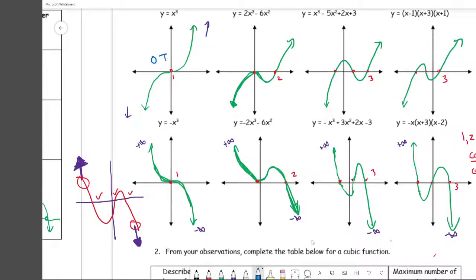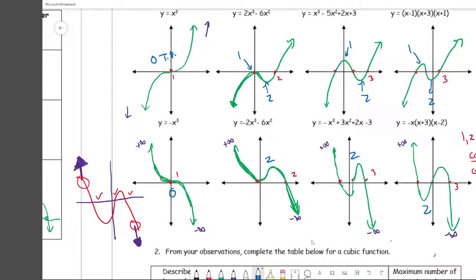This one has 0 turning points. There are no mins or maxes. This has 1, 2 turning points. This has 1, 2 turning points. This has 1, 2, 0, 2, 2, 2.